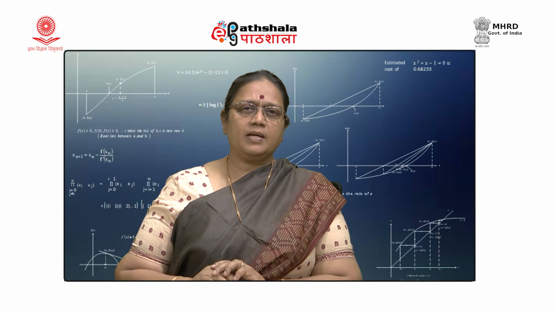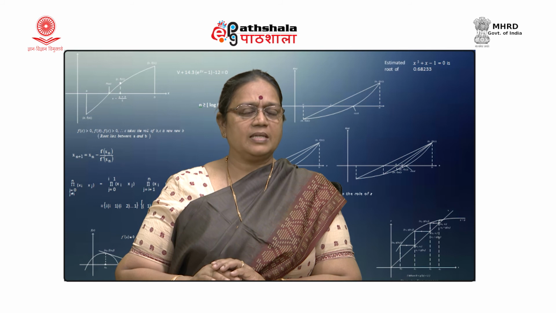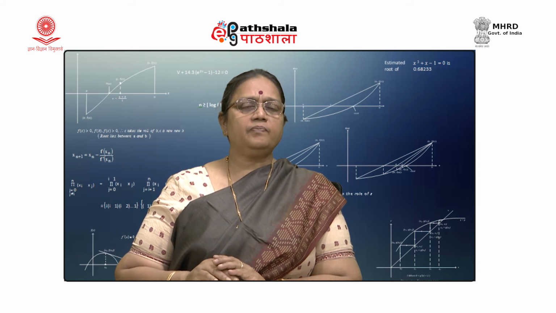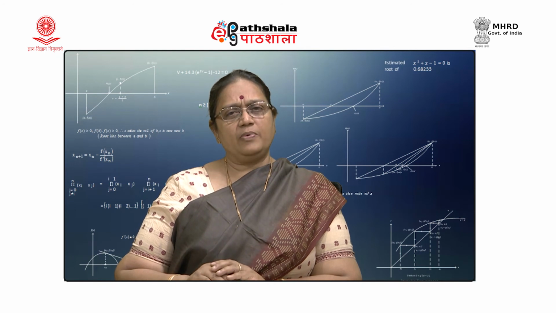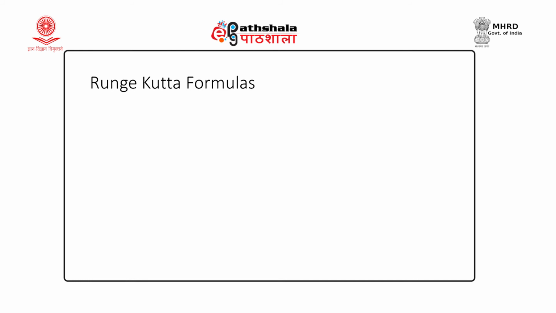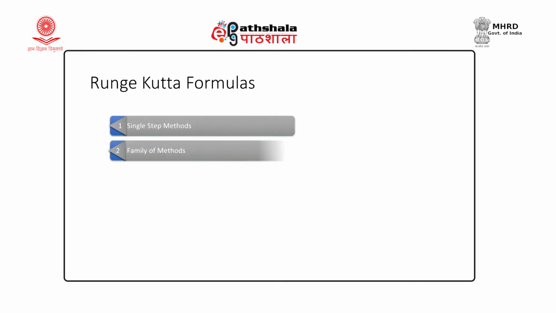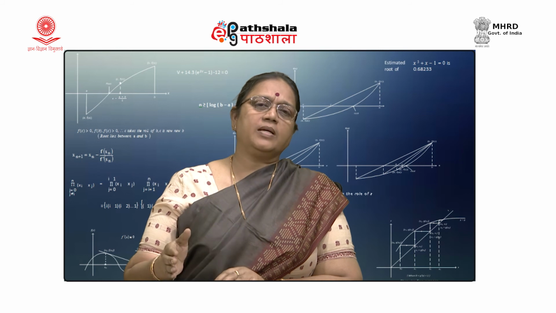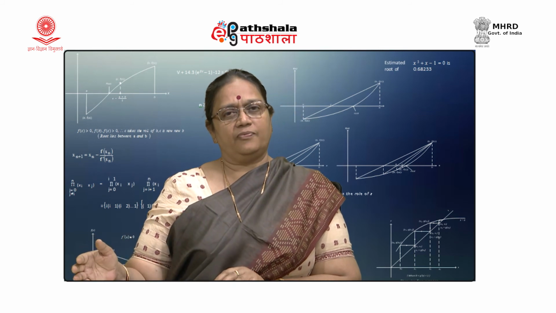Runge Kutta formulas are the answer, because they are also based on the Taylor series formulas. We will see how they are done, and to remove this disadvantage of the Taylor series formula, what we have is the Runge Kutta family of formulas. Let us take these one by one. The first thing is they are single step methods, and they are families. The way we have Taylor series, we have Runge Kutta formula of order 2, of order 3, of order 4. Corresponding to Taylor series of every order, we have a Runge Kutta formula.